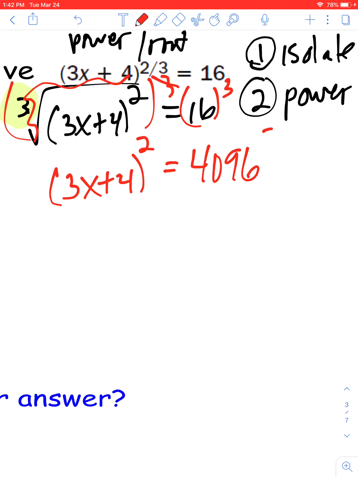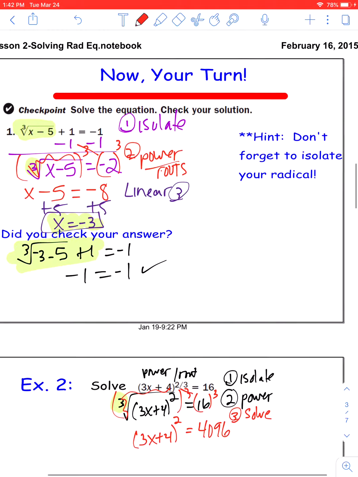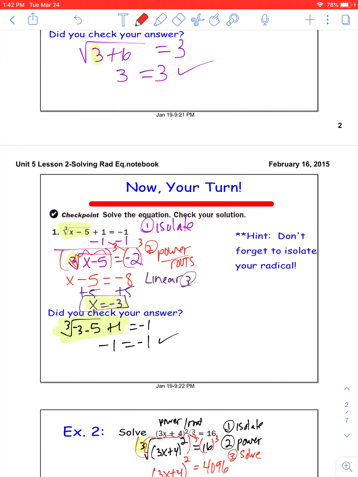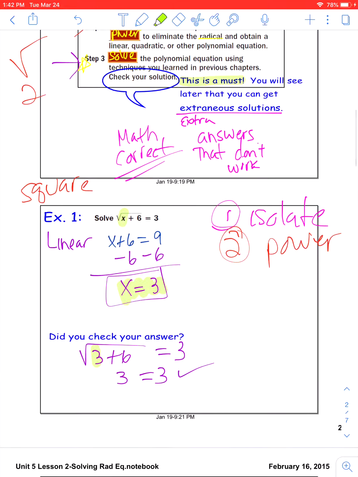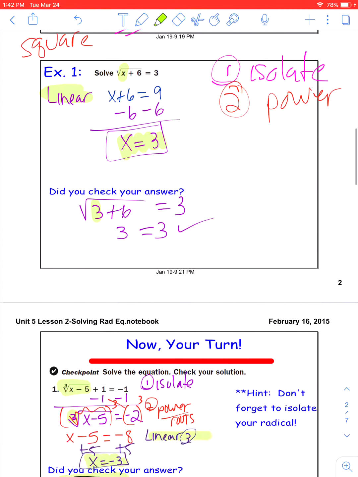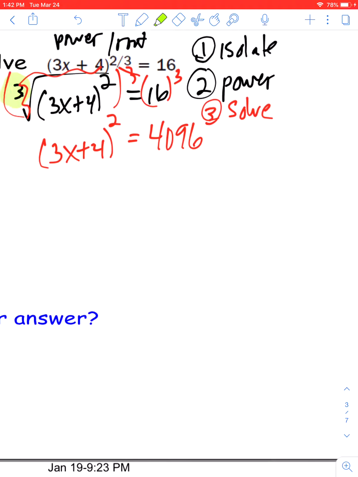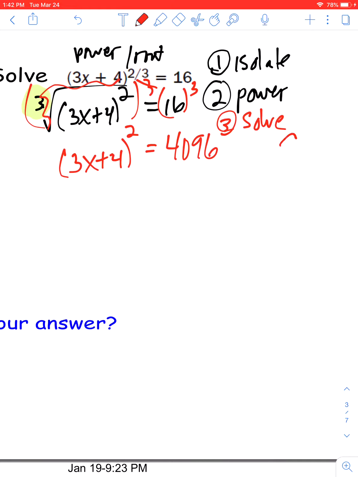Okay, this is what's different. It's in the solve piece. In the previous problems that I did, we ended up with something that was linear. This is not linear anymore. In this problem, this is now a quadratic because you have the power of 2.